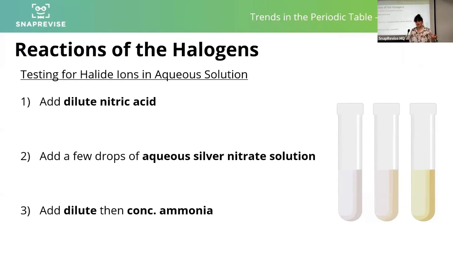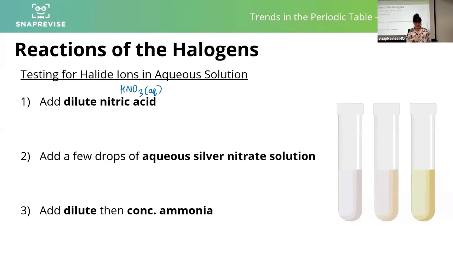But why do we need the nitric acid? What's the point of it? So dilute nitric acid, that is HNO3 aqueous, that's nitric acid. What's the point of it? We're about to add in aqueous silver nitrate. So why are we adding in the acid? What does the acid do?